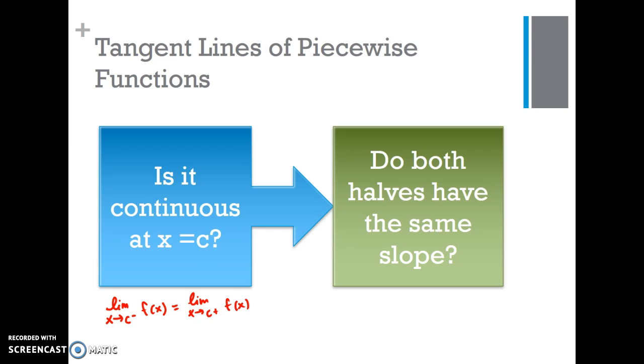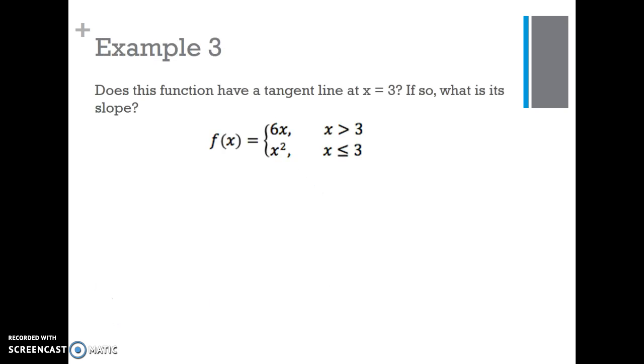And then the next thing you want to check is to see if both halves have the same slope. You might have to use calculus to find the slope, but you might not. You might have a linear piece of your piecewise function. You don't have to use calculus on a linear piece. All right, we're going to do some examples of these.